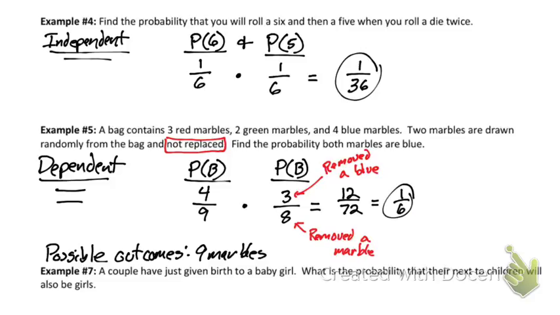Be careful. This top number doesn't always change. What if I would have said you're going to choose a red marble first? In that case, our first number would be 3 over 9. And then if I said choose a blue marble, this would be 4 over 8. All right, because I didn't take a blue marble out, I took a red marble out. So be very conscious about what color you're taking out and how it affects this second number. It won't always affect the top. It will most likely always affect the bottom, though, because you're always taking a marble out.